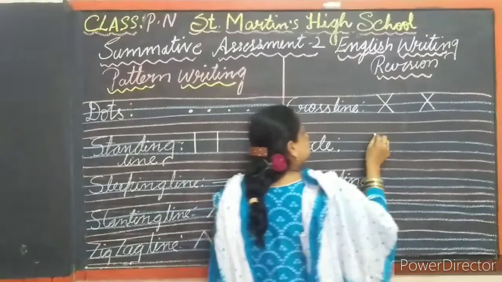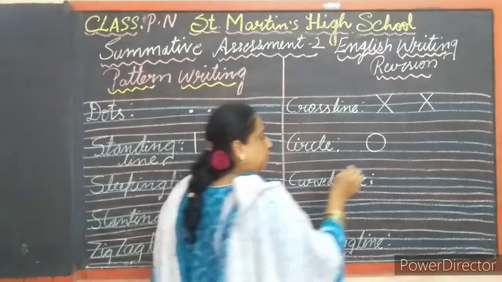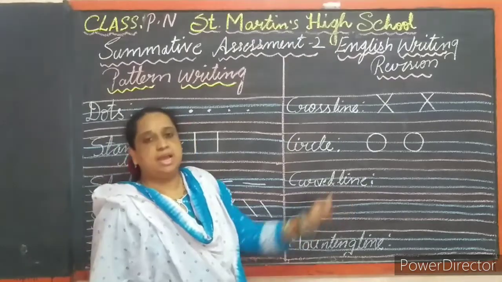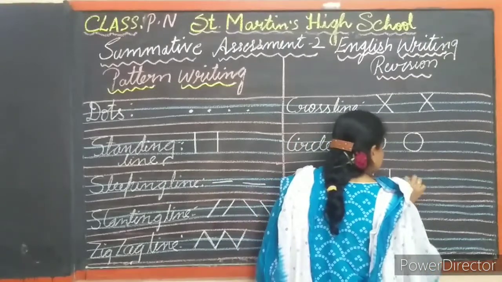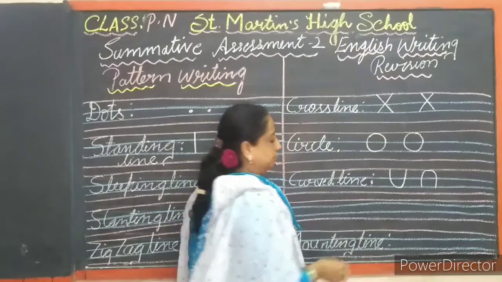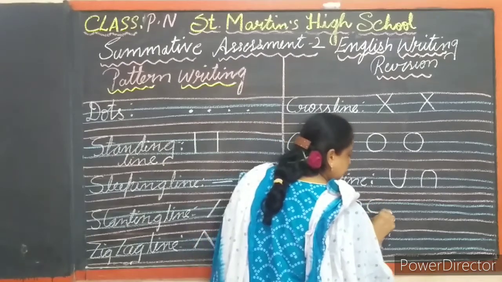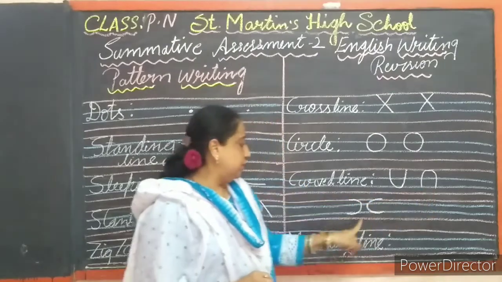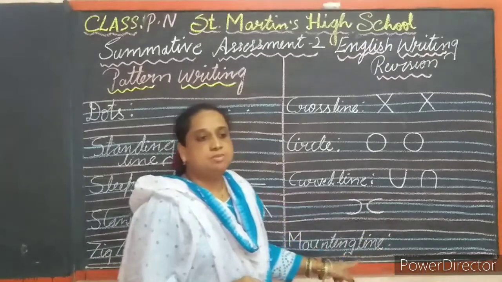Next, circle. Circle, you should write circle means round shape. Round shape is nothing but a circle. What pattern writing is this way? Circle. Next is curved line. Curved line, there are 4 types of curved line. One is up curve, nothing but U curve. Up curve, down curve, right C curve and left C curve. There are 4 curved lines. That is up curve, down curve, right C curve and left C curve. Can you see here? There are 4 types of curved line.